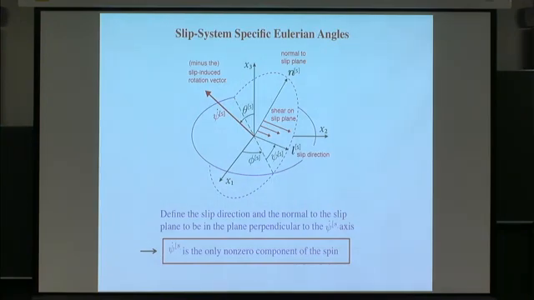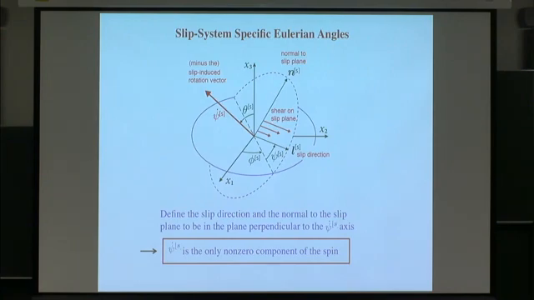Okay, well let me just introduce the idea of slip system specific Eulerian angles. The idea here is that you put the normal to the slip system, or the normal vector to the slip plane, and the slip direction are both in this plane. In the plane it corresponds to psi dot.